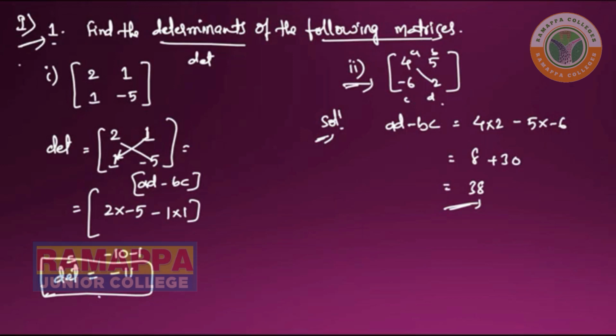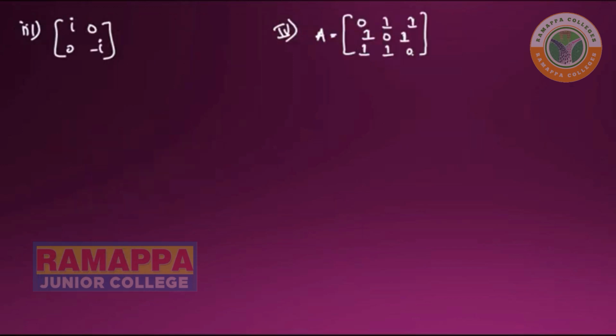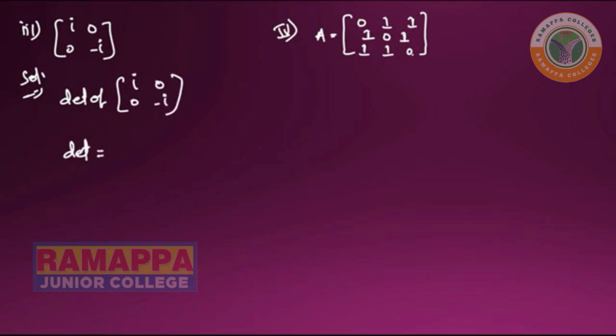Now moving to the third question. Here is the solution. This is the determinant of the matrix with entries i, 0, 0, minus i. The determinant is equal to i into minus i minus 0 into 0.